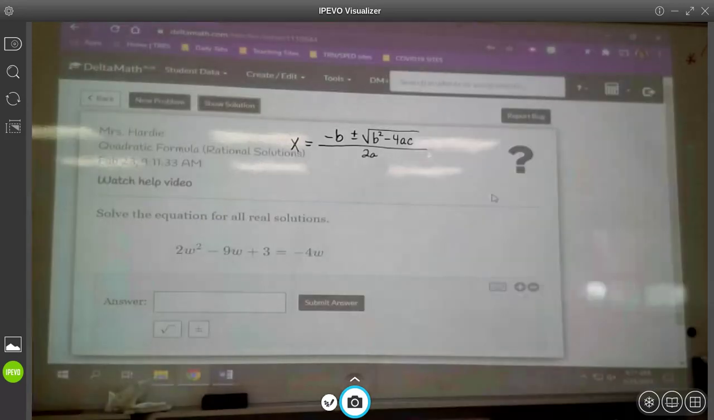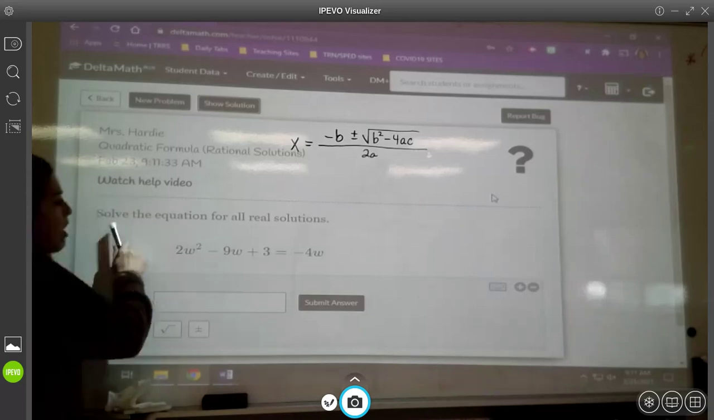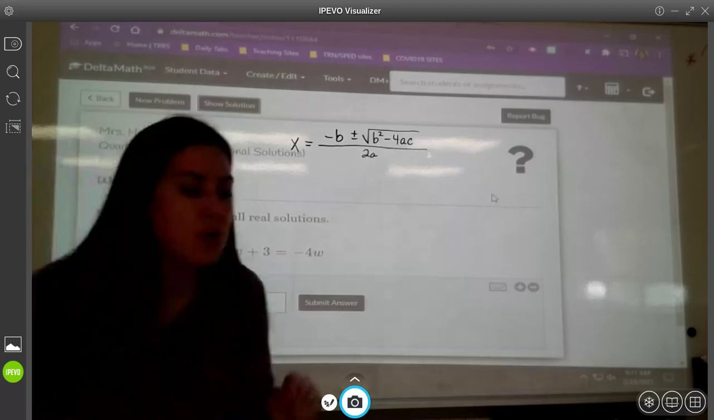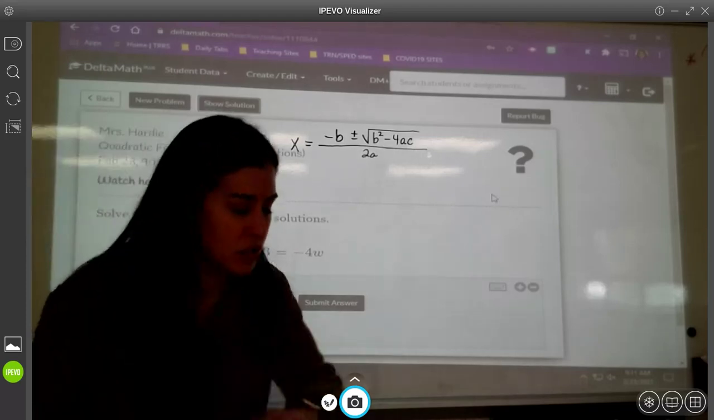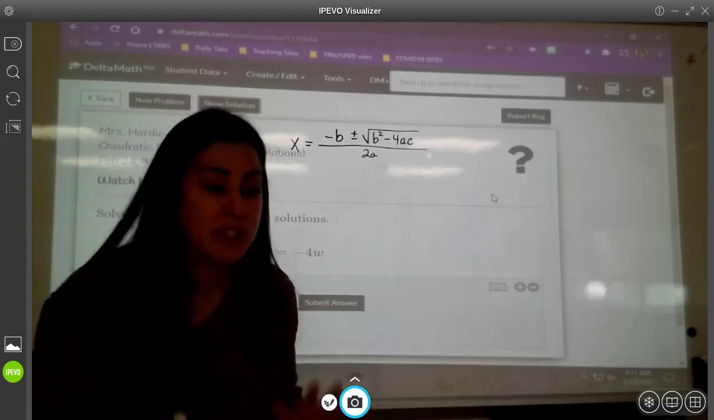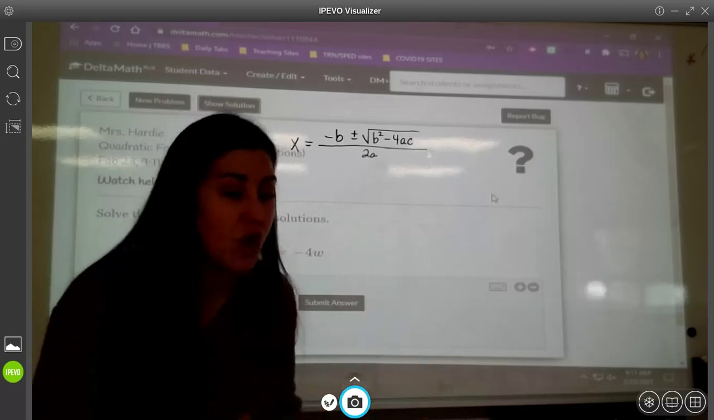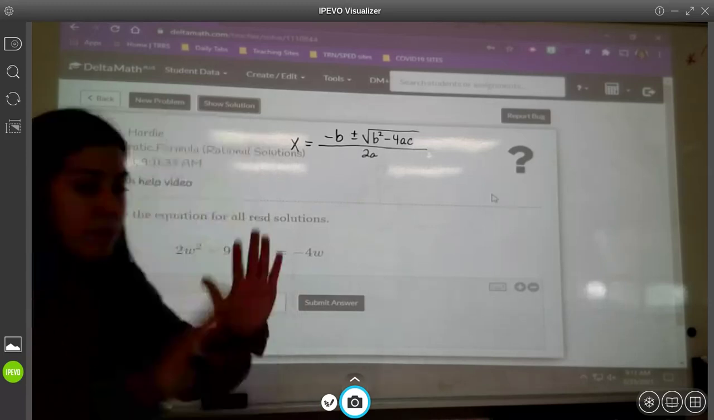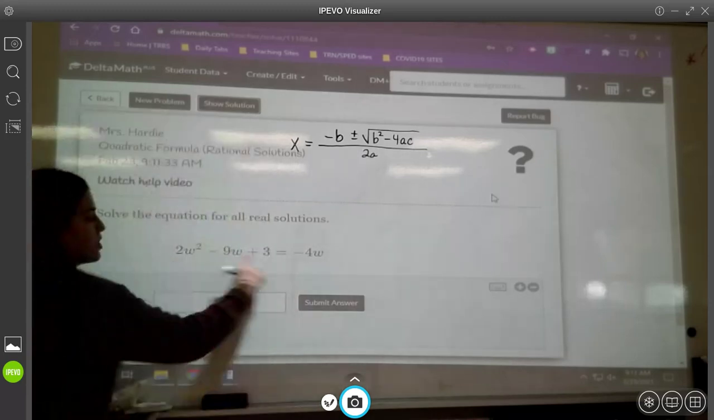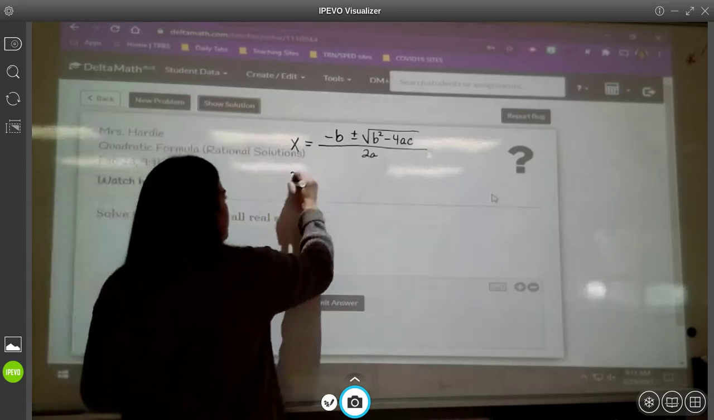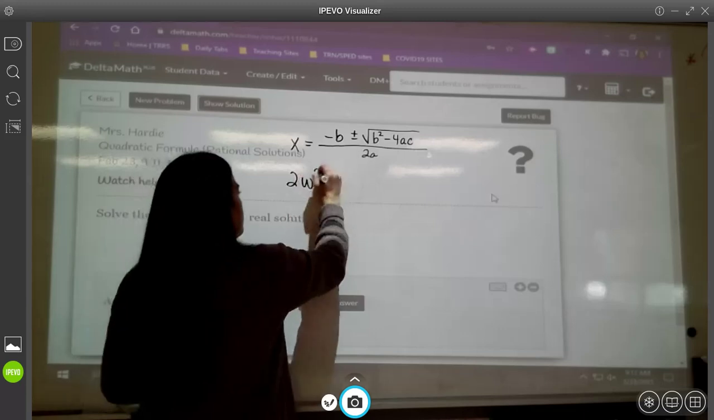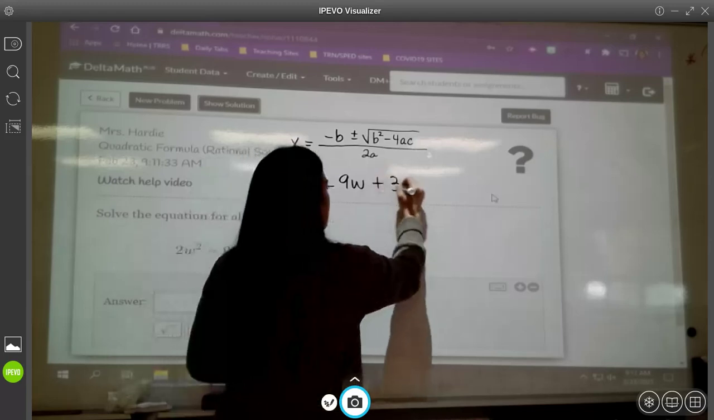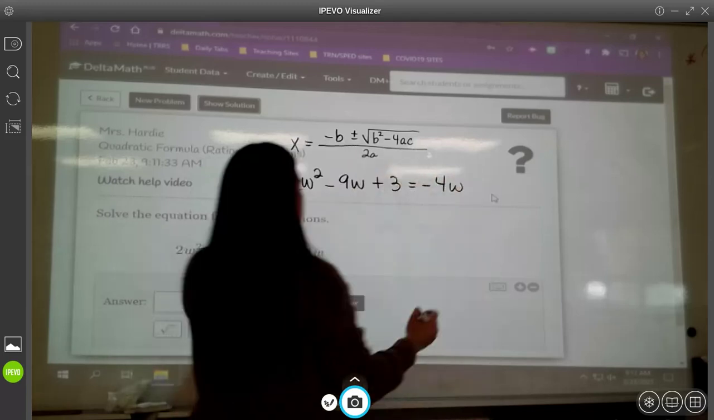Okay, so your homework's gonna look like this. They're gonna ask you to solve the equation for all real solutions, guys, see how it says real solutions? It's telling you to find the real number answers. We're only finding real number answers, but I'm telling you, in the very near future, we're actually gonna start getting imaginary answers to these problems, all right? But not yet. All right, we have to solve this quadratic. So let me write it down, and then we'll solve it and come back. 2w squared minus 9w plus 3 equals negative 4w.